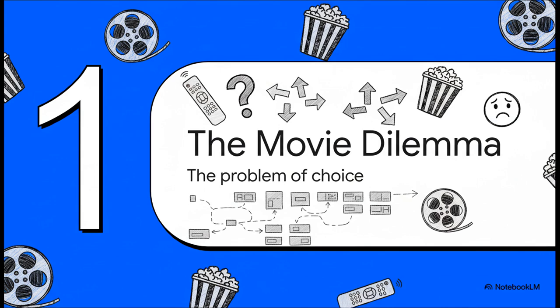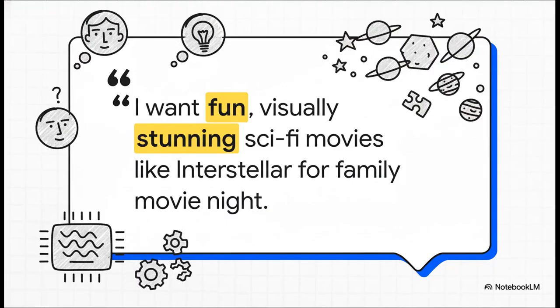We've all been there. It's movie night, everyone's finally on the couch, but nobody can agree on what to watch. You open up your favorite streaming service and bam, you're hit with this endless wall of thumbnails. It's the classic movie night dilemma. Now, think about how you'd ask a friend for a recommendation. You'd probably say something just like this. I want fun, visually stunning sci-fi movies like Interstellar for family movie night.